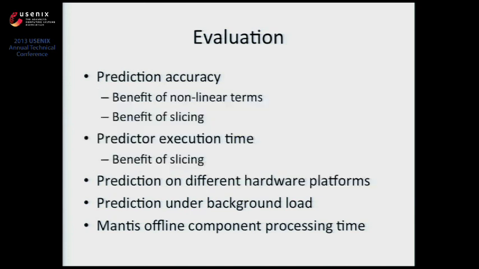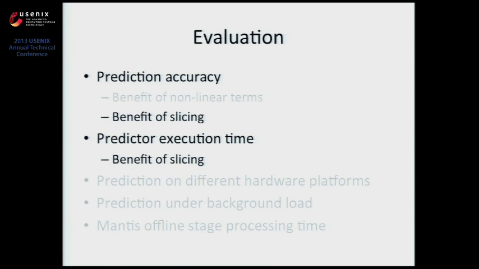So for prediction accuracy, we show the benefit of nonlinear terms in the performance model and the benefit of slicing. For predictor execution time, we show the benefit of slicing. That is how quickly prediction can be done with slicing. We also show prediction on different smartphone hardware platforms and prediction under background load. Finally, we report Mantis offline component processing time in the paper. Due to time, I'll present experiment results showing the accuracy and efficiency of Mantis and the benefits of slicing. For the other results, please look at the paper.